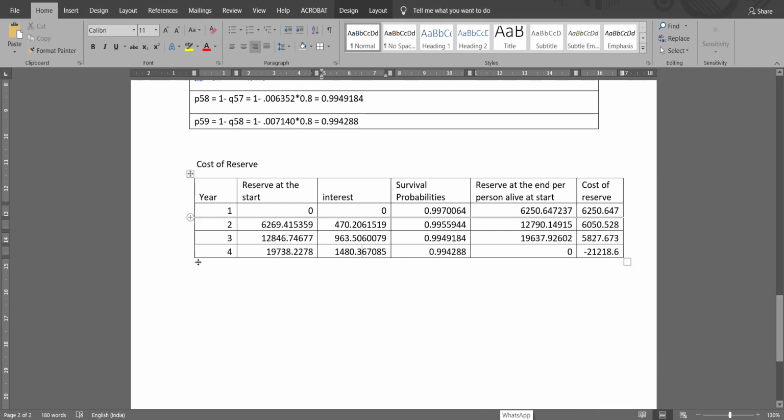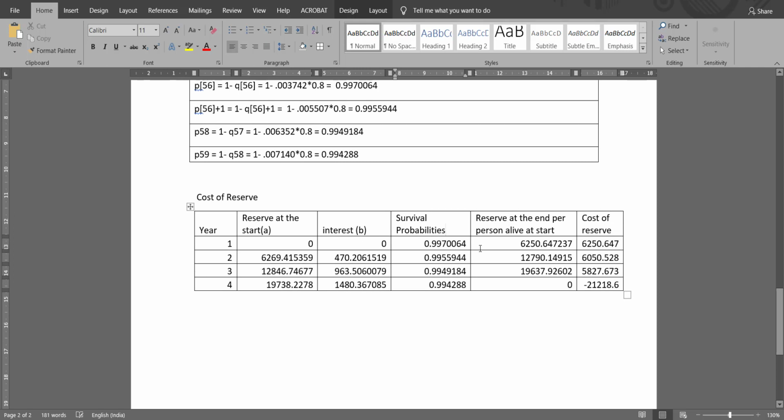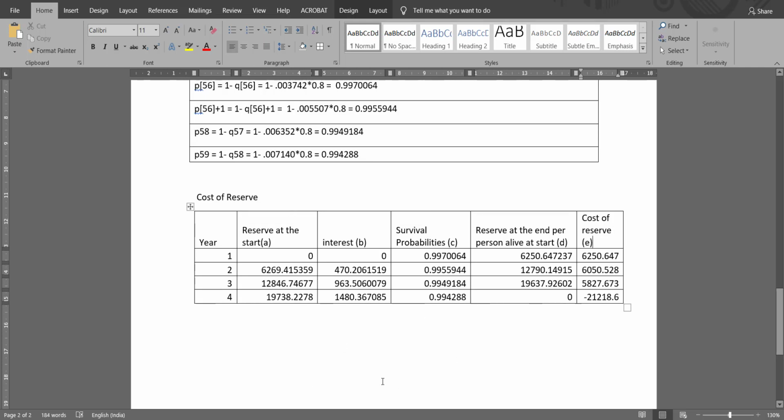So they look fine, but since IFoA has told you not to just copy paste stuff, what you can do is actually explain these calculations. So I will name these A, B, C and D, and this one is obviously E. Okay, so these are the calculations you have.